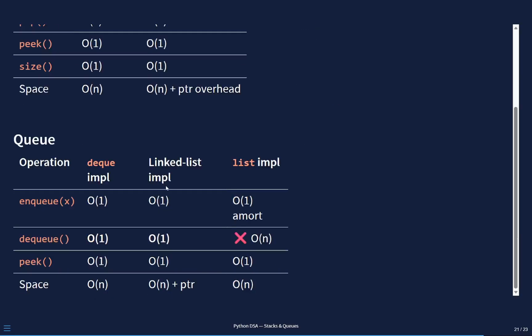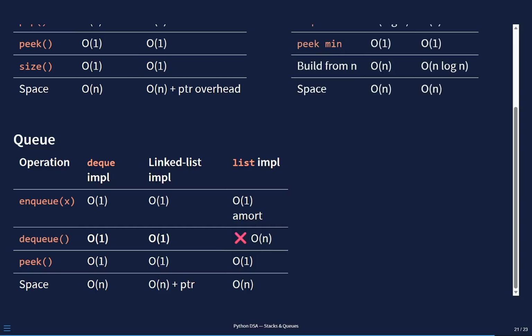For queues, the deque implementation and the linked list implementation both give you O(1) for all operations including dequeue. The list implementation is O(1) for enqueue, but O(n) for dequeue. That's the disqualifying row. If you use a list as a queue, your BFS becomes O(n squared), and your interviewer notices.